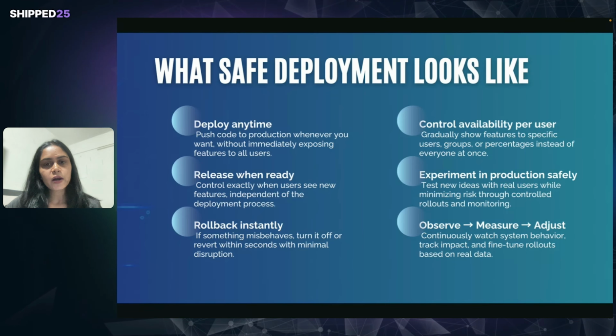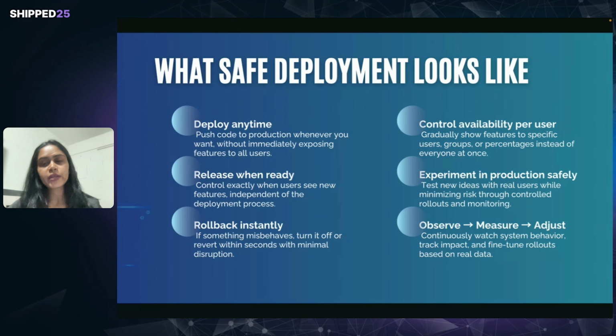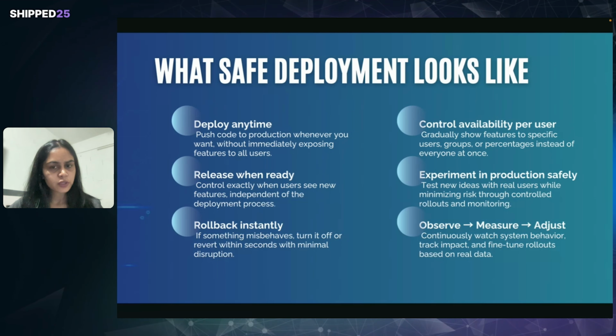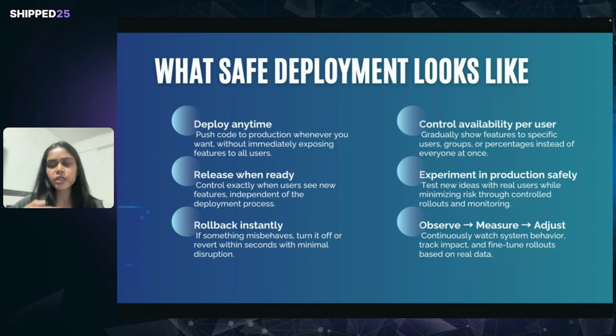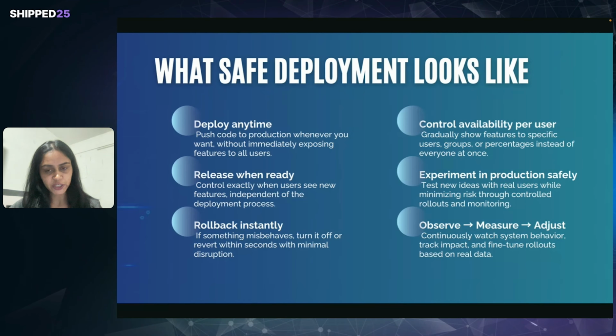Then we have control over your audience, control per user. You can start with your internal testers, and then maybe 1%, then go ahead with 5%. Gradually you can increase the confidence, and then you can test your updated changes.